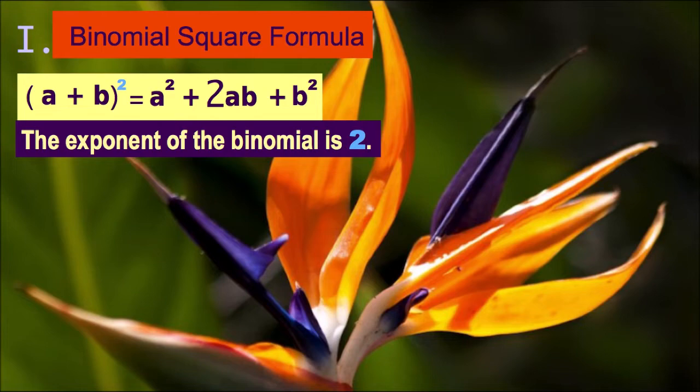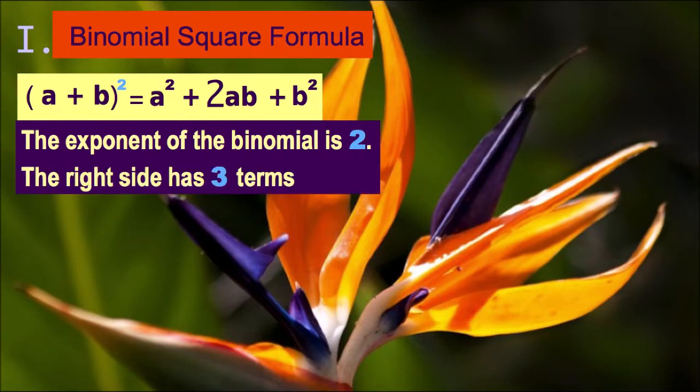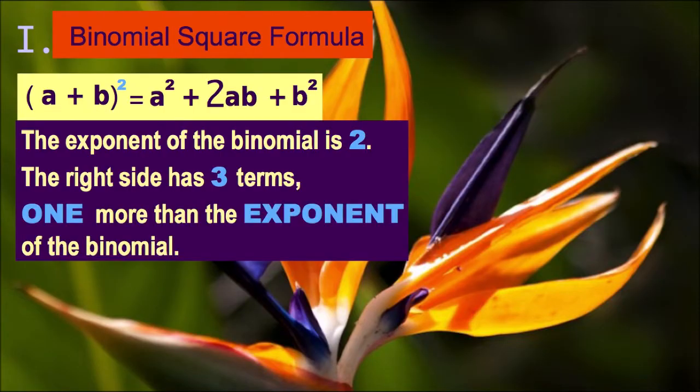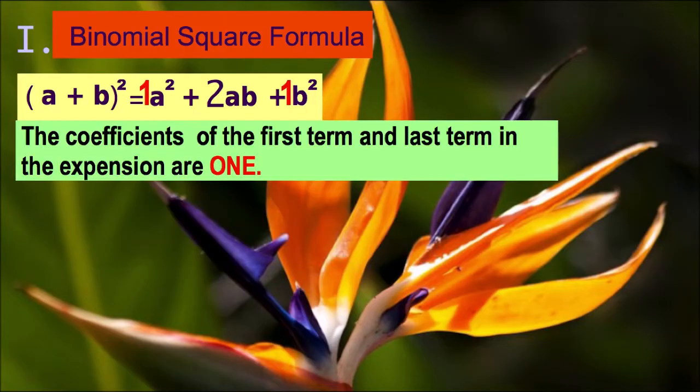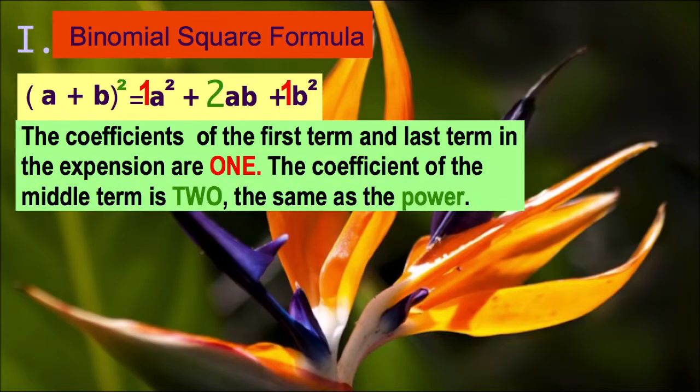The exponent of the binomial is 2. The right side has 3 terms, one more than the exponent of the binomial. The coefficients of the first and last term in this expansion are 1. The coefficient of the middle term is 2, the same as the power.